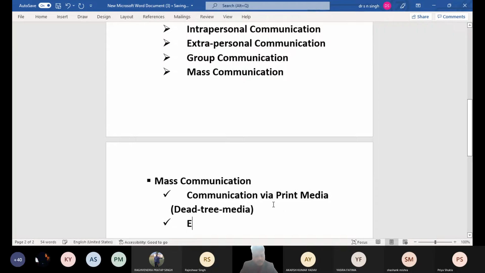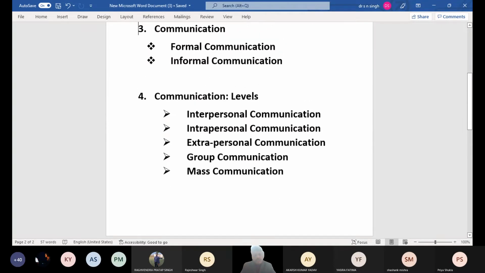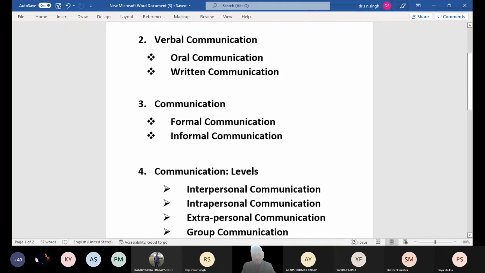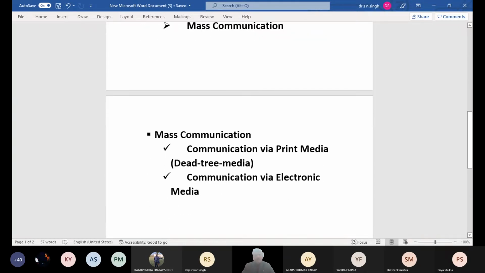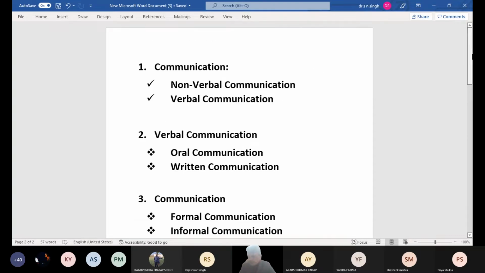Then you will find there is another medium, that is communication via electronic media. This much will be part of communication, and you may be using it in various methods and various levels of communication. I hope that I have answered your questions. If you have any question related to this, please feel free to ask.